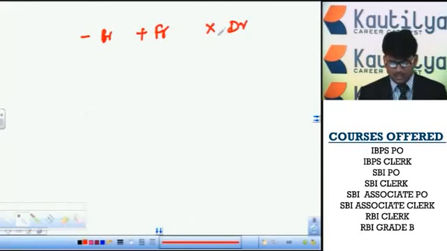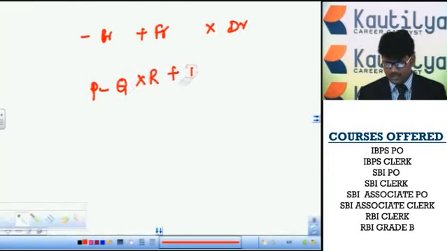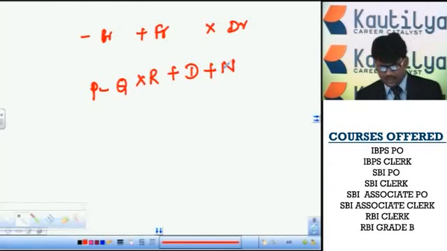Here the question is P minus Q into R plus D plus N. How is P related to N? Clearly, minus means brother, plus means father, multiplication means daughter. The given question is P minus Q into R plus D plus N. How is P related to N?